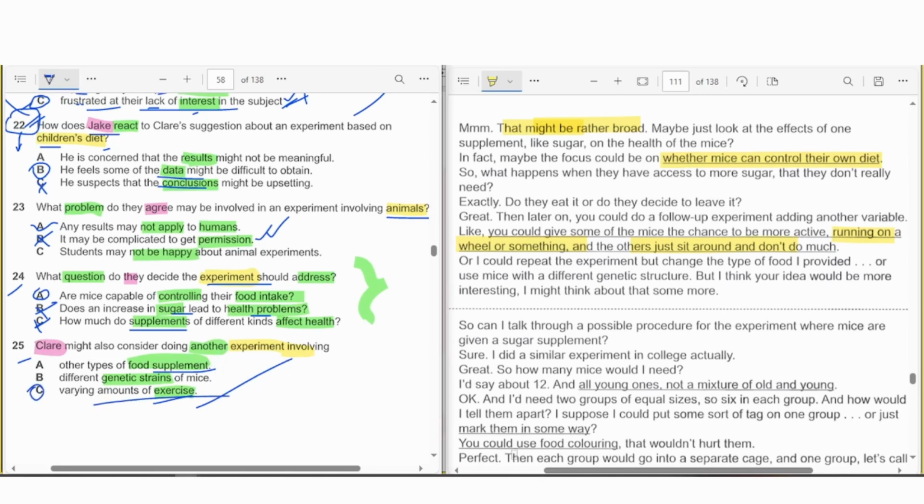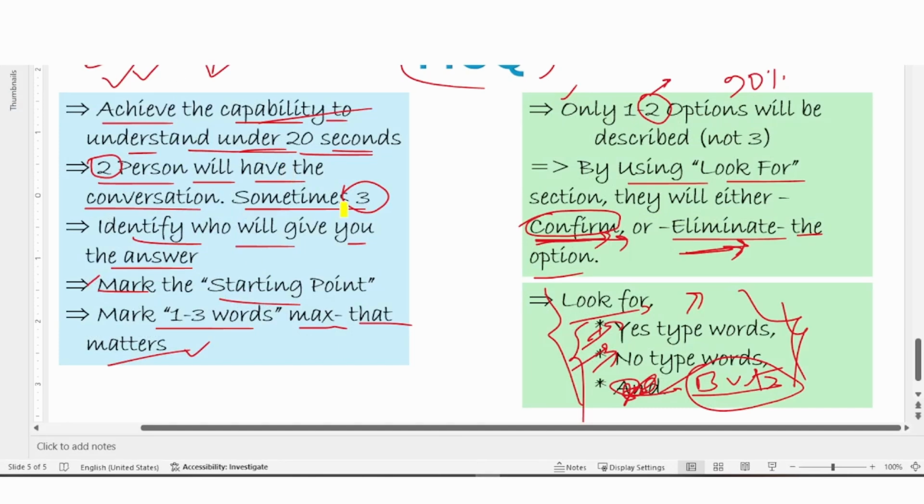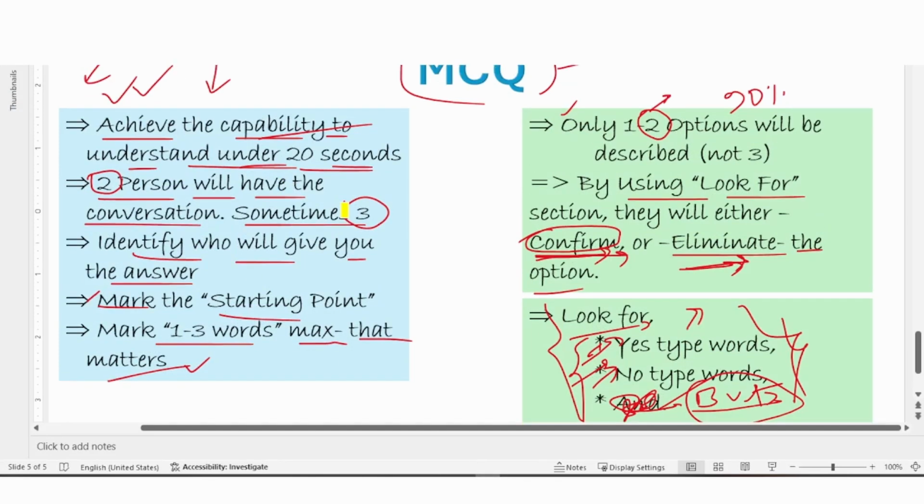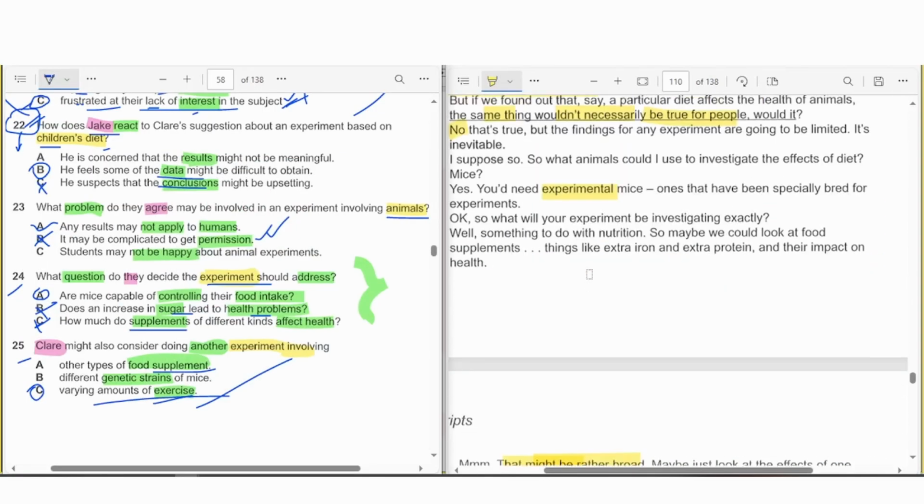So see, the things I have taught you here, those are the things you need to be concerned about. First thing first, achieve the capability to understand under 20 seconds. Okay, before I go there, I really want to show you something else, a little bit more.